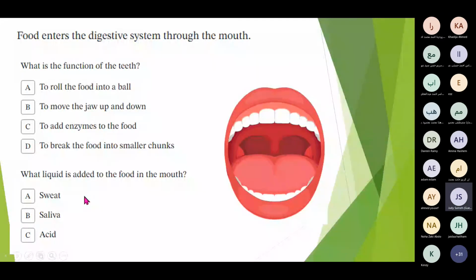A very big open mouth, with the teeth and the tongue. Read: Food enters the digestive system through the mouth. What is the function of the tooth? To roll the food into a bowl? No. Read again. To add enzymes to the food, or to break the food into smaller chunks? To break the food into smaller chunks. Excellent. Good job. Go on and answer the last one. What liquid is added to the food in the mouth? Saliva. Yes, thank you.